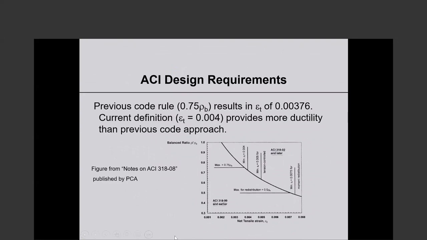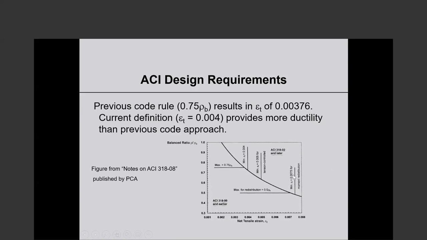So the minimum epsilon sub T now is 0.004. Minimum epsilon sub T for tension control sections is 0.005. Minimum epsilon sub T that you need if you are going to redistribute bending moments is 0.0075, as I also mentioned yesterday. Okay, 0.004 is the strain below which you cannot go in a beam section. 0.005 gives you a tension control section.